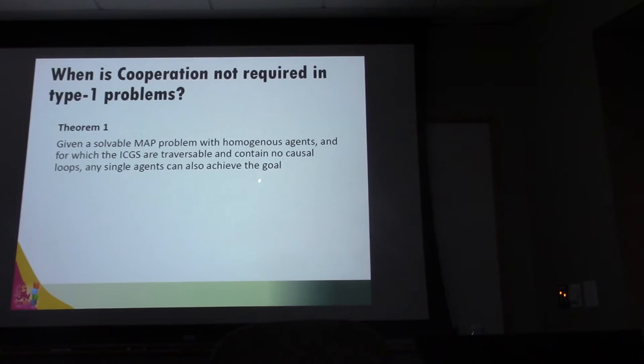Which brings us to our first theorem, which says that given a multi-agent planning problem with homogeneous agents, if we find out that the ICGS is completely traversable and there are no causal loops, we can say that a single agent is enough to solve the problem. Due to lack of time, I won't go into the proof, but we can always talk about it later.